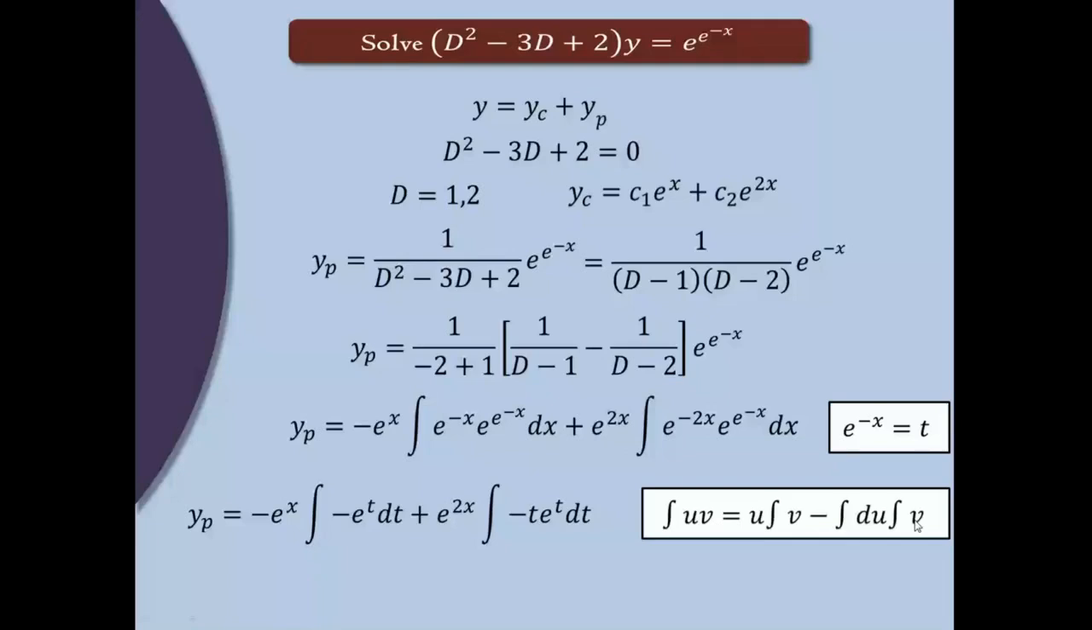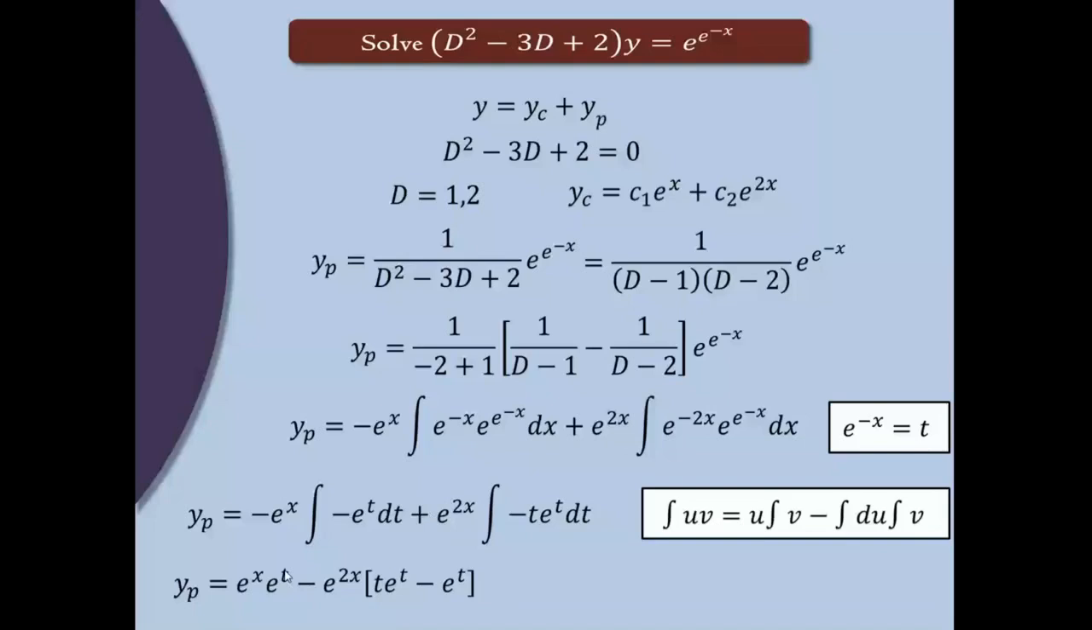Derivative of t is 1. 1 into e raised to t is e raised to t. And integration of e raised to t is again e raised to t. So it becomes t times e raised to t minus the integration of e raised to t. So integration of this part is t e raised to t minus e raised to t by using this formula. Minus minus becomes plus. Taking this minus outside, e raised to t is e raised to t. The integration of this is again e raised to t.